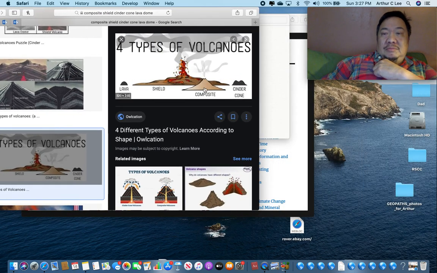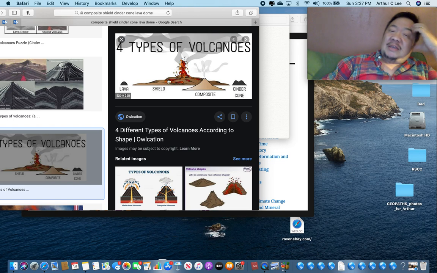Here's a picture showing you, first of all, the sizes of the different volcanoes. The biggest volcanoes are shield volcanoes. Second biggest are composite volcanoes. The third biggest are cinder cones. And the fourth are lava domes.